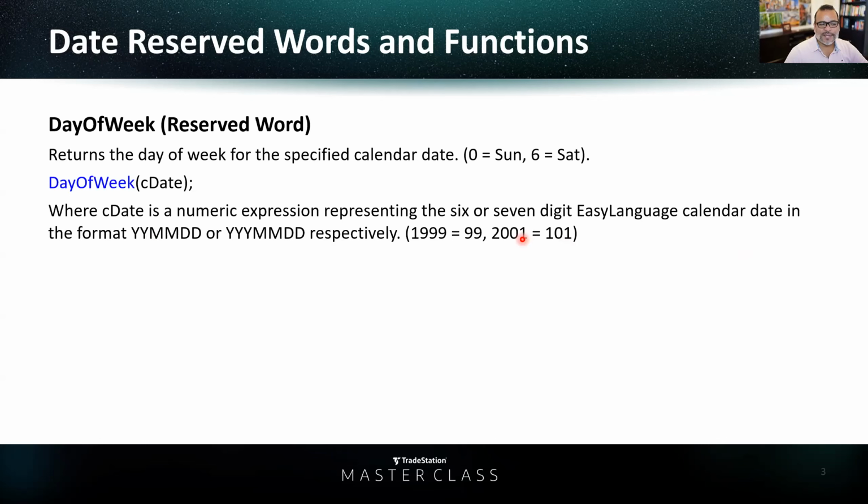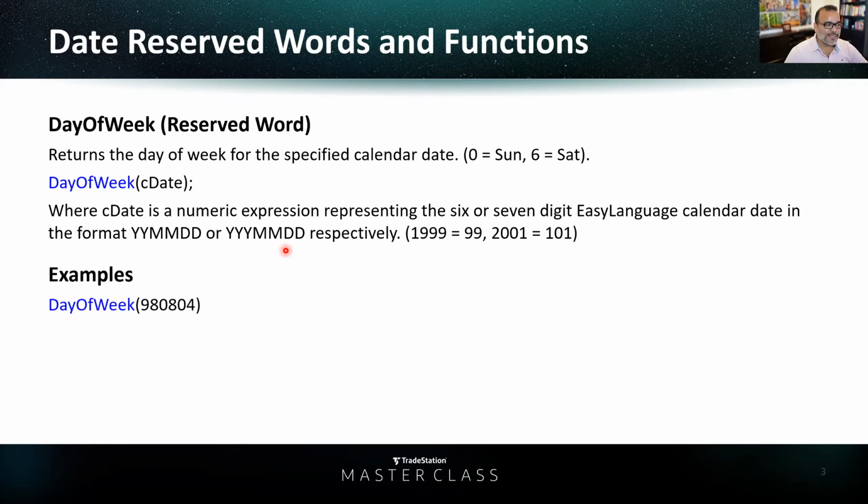So that was kind of a fix inside of EasyLanguage to account for the Y2K transition. 1999 was 99. So the year 2000 became 100. So that's why when it comes to dates, sometimes you have a 6-digit date and sometimes you have a 7-digit date, depending on which date it is.